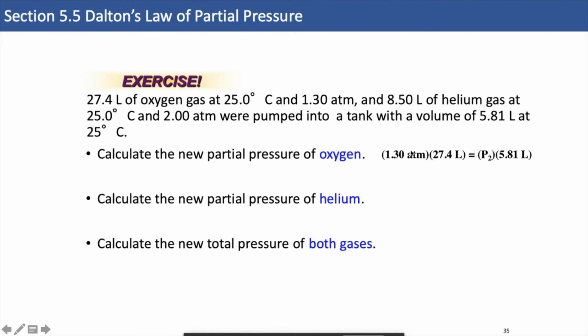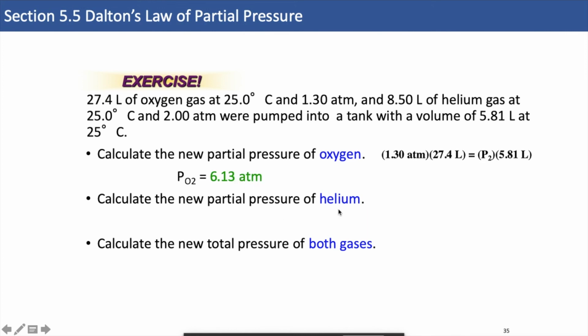So let's again look at our nice little Boyle's law here. I've got oxygen here, 1.3 atmospheres. I've got 27.4 liters. And now the new tank is going to be 5.81 liters. Notice that the temperature is the same in every single one of these situations, 25.0, 25.0, 25. So that means that the temperature is negligible. I don't have to worry about that. I could literally just use Boyle's law. So I can find P for this situation. And when I do that, I get 6.13 atmospheres.